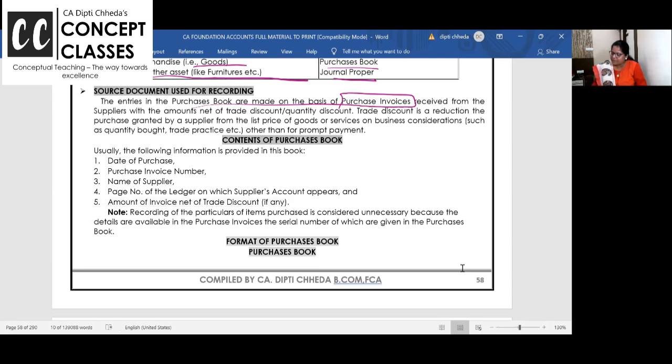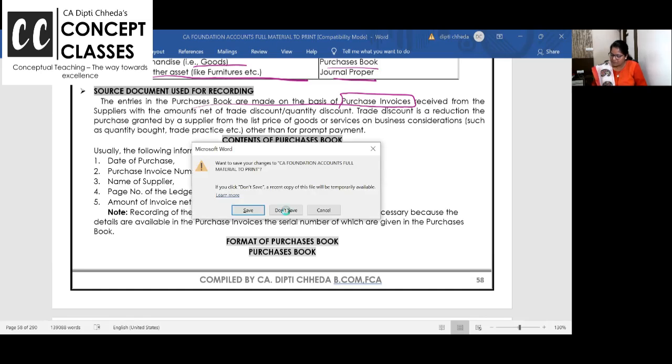One second. One second, I will open the file. One subsidiary book and one problem, like that we will go. So that will make it very easy for you to understand.